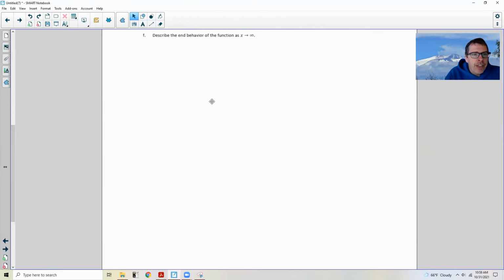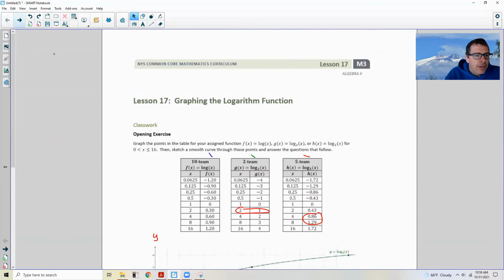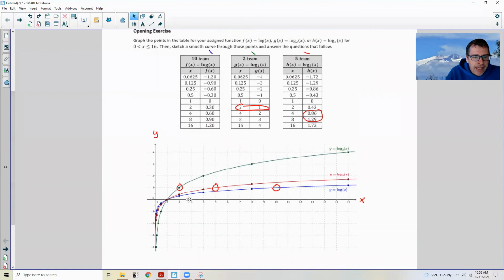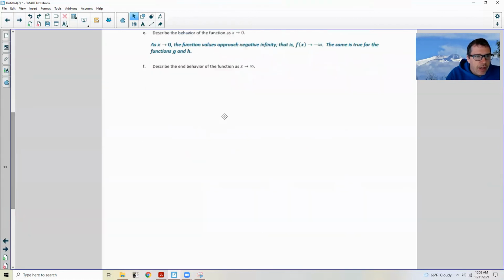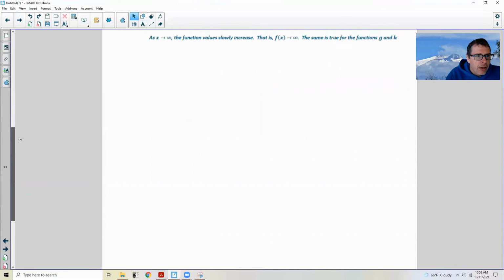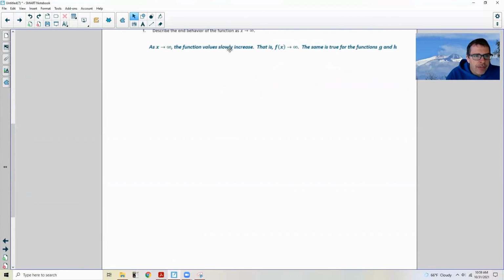Describe the end behavior of each function as x approaches infinity. So now we're going to look at the end behavior. As x gets bigger and bigger and bigger, these functions are going to keep going up and up and up. One is faster than the other, and this one faster than the other two. So in other words, the smaller your base, the faster it grows, but they are all going to go to positive infinity. So we want to say that. As x approaches infinity, the function values slowly increase, but f of x is going to infinity. The same is true for both of the other two functions.